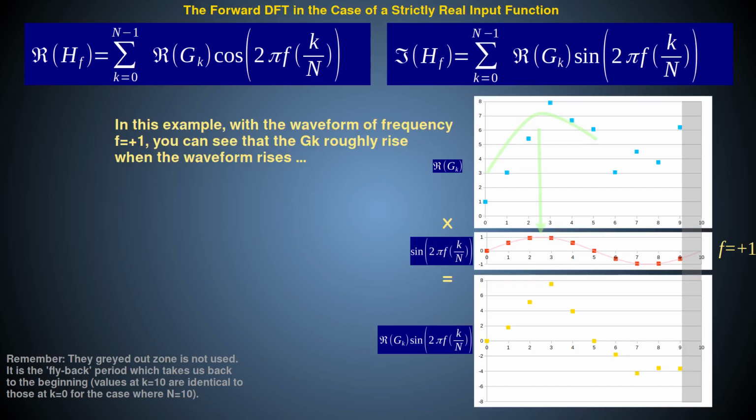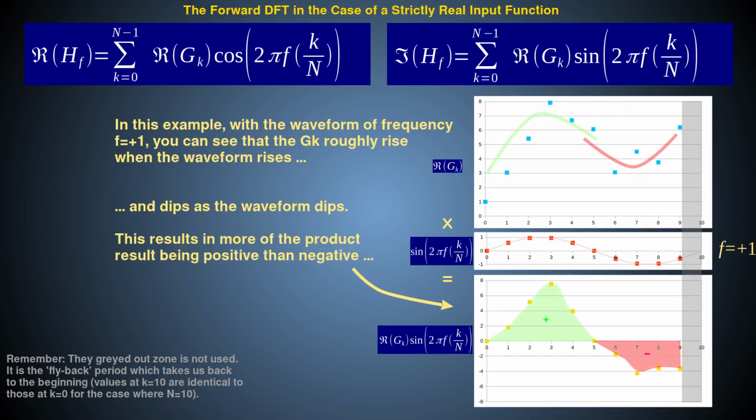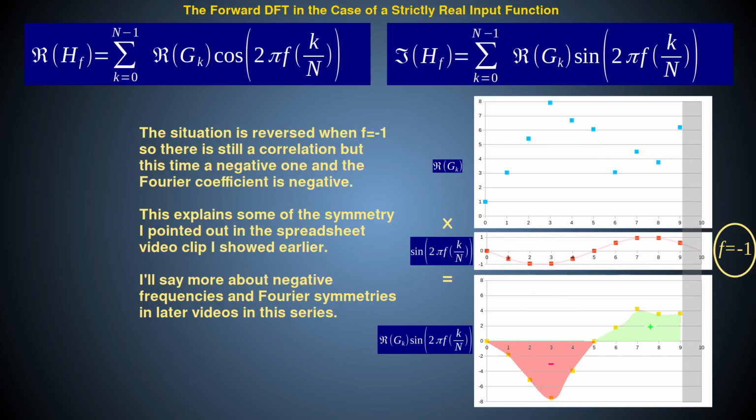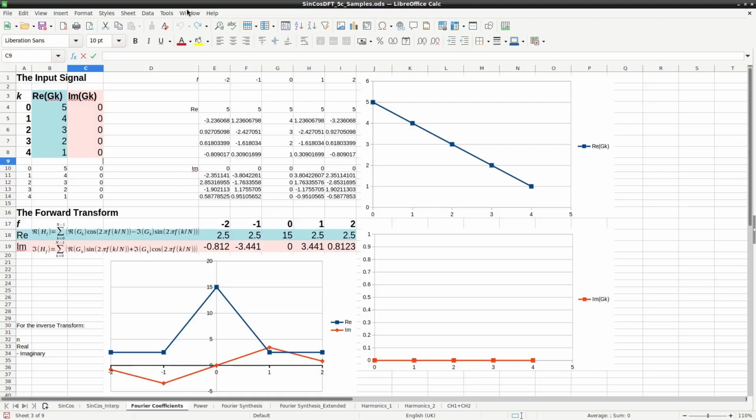The more similarity the input signal has to a particular frequency sine or cosine, the greater will the result value of this operation be. The sign of that result value will be positive if the correlation is positive, that is, if the g_k values rise as the waveform rises and fall as the waveform falls. Or that value will be negative if the correlation is negative, that is, if the g_k tend to rise as the waveform falls and vice versa. So this also explains why, even if all the input signal values are positive, you can get some negative values in the Fourier coefficients using these equations.